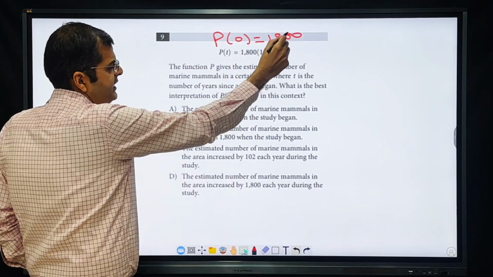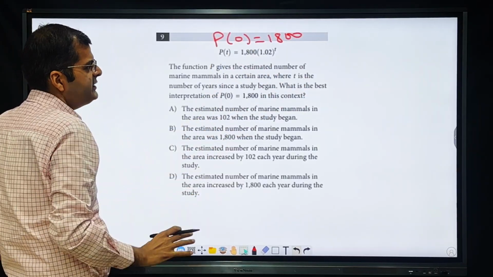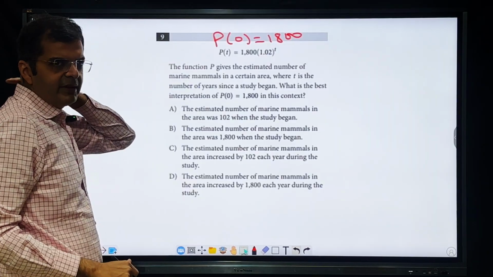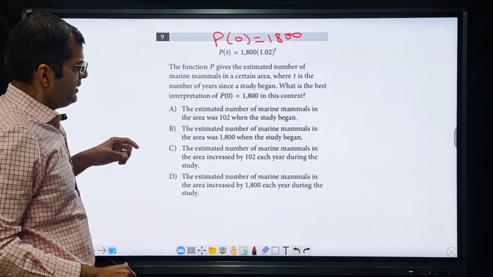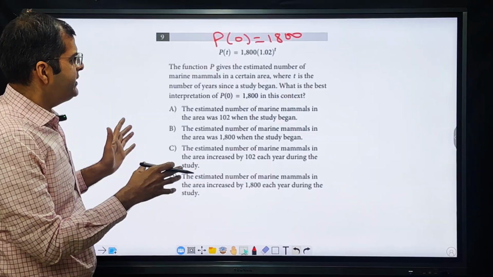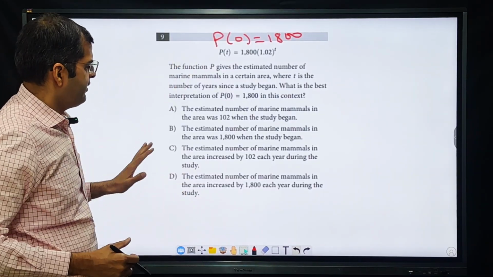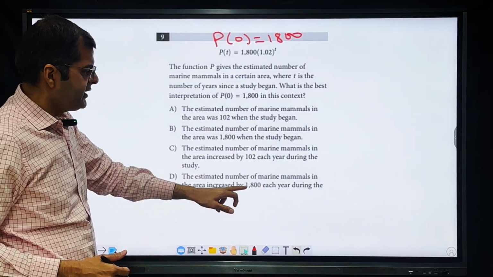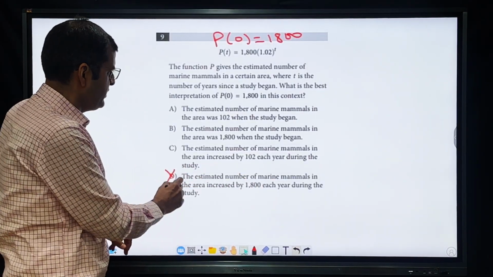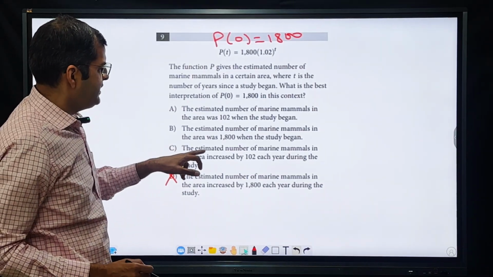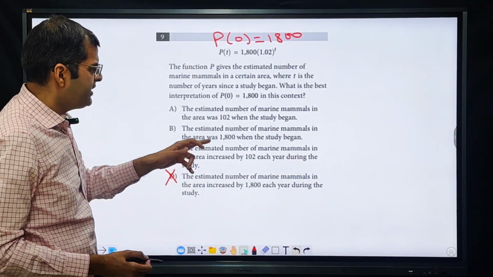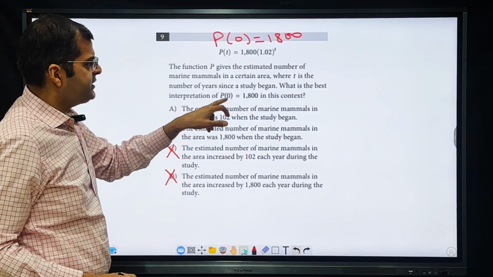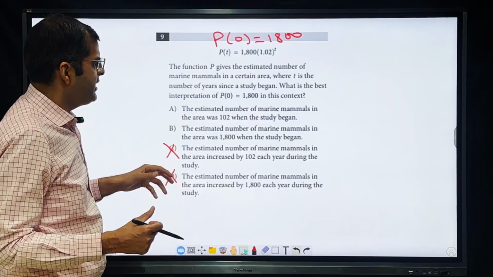What this means is when t equal to 0, that means at that time 1800 is the estimated number of marine animals. Okay, so at t equal to 0 means at the beginning of the study there were 1800 marine animals. So option D says the estimated number of marine animals in the area increased by 1800. It's incorrect. It's not increased by 1800. C says the estimated number of marine animals in the area increased by 102 each year. This is also incorrect, because I just have to worry about P of 0 equal to 1800 meaning of that.